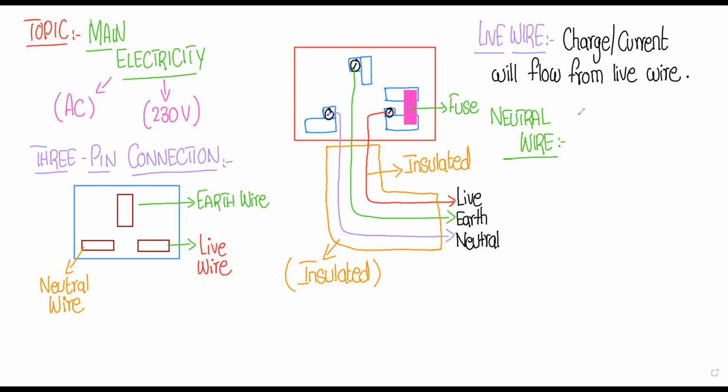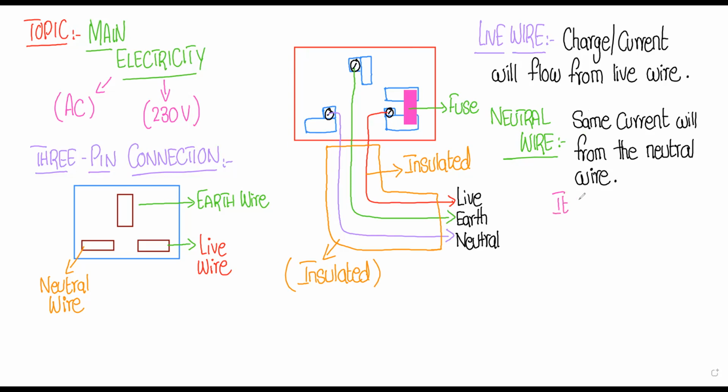so the purpose of the neutral wire: the same current will flow from the neutral wire, right? Once the current starts flowing from the live wire, the same amount of current will flow from the neutral wire, right? Or you can say that this neutral wire is used to complete the circuit, right?